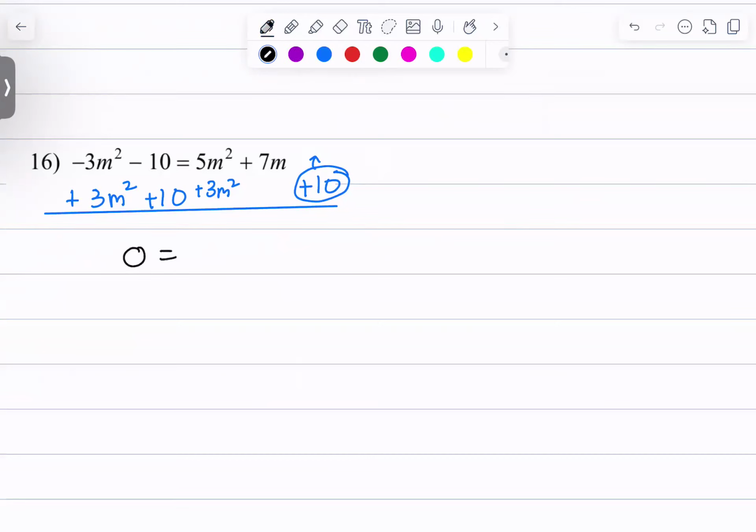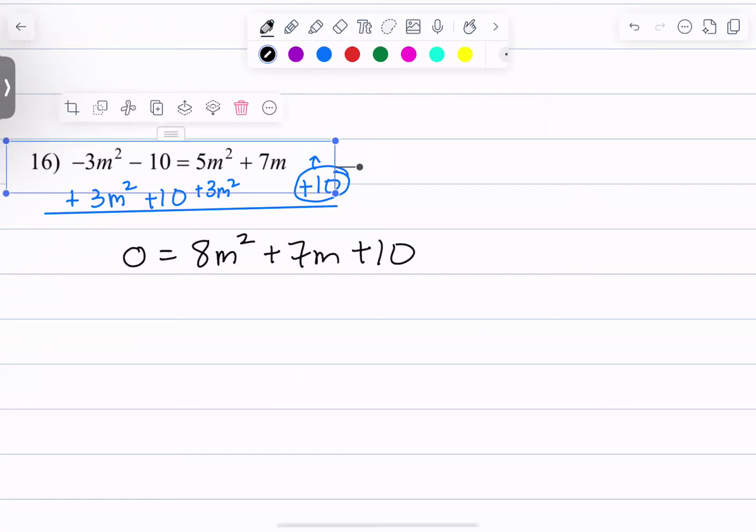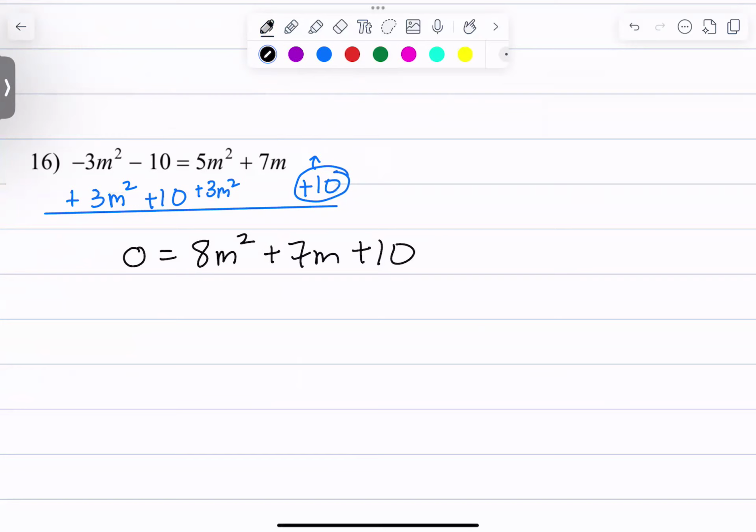So 0 equals 8m squared plus 7m plus 10. So now I can figure out my A, my B, my C. My A value is 8. B value is 7. C value is 10.